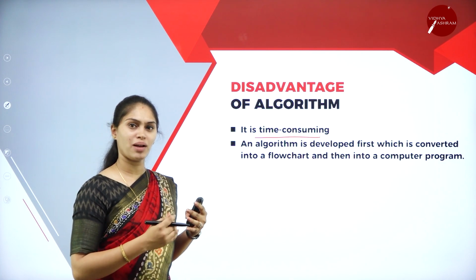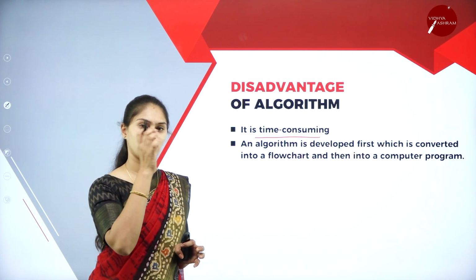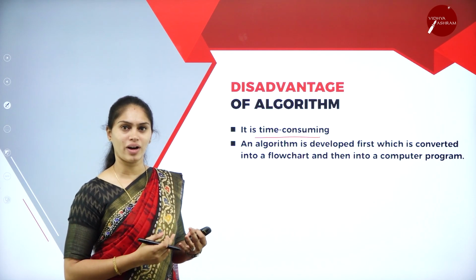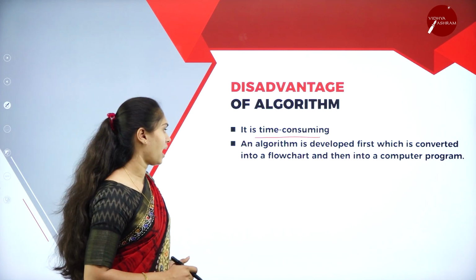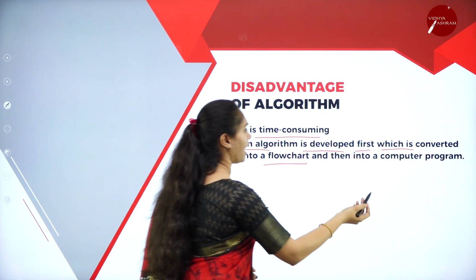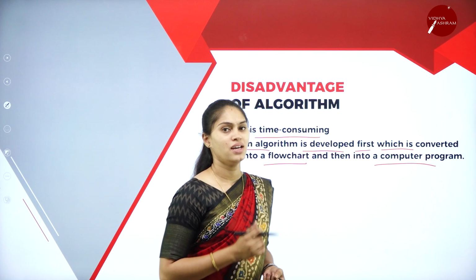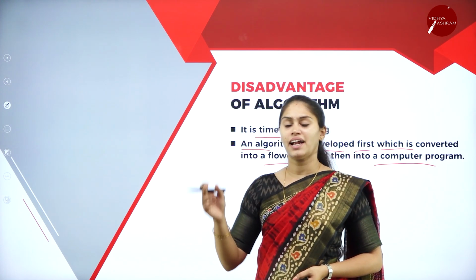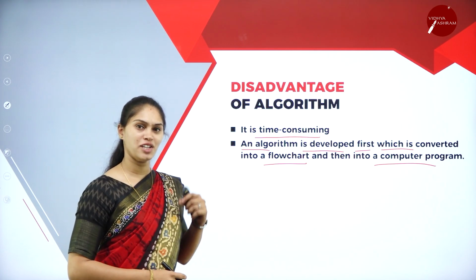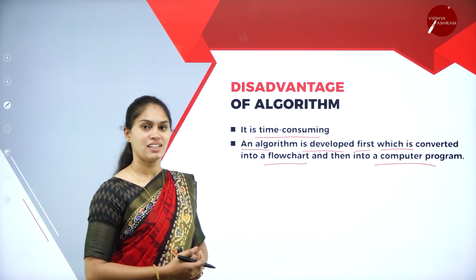Now we have seen a simple problem. But what if the program consists of 1000 lines? At that time, I have to write step 1 to 1000 steps, right? Just think about how much time it requires. So it will be time consuming. An algorithm is developed first, which needs to be converted into a flowchart and then into a computer program. As I discussed, I have to create an algorithm, then convert it to a flowchart, and later convert that into a programming language. So it is time consuming. These are the advantages and disadvantages.